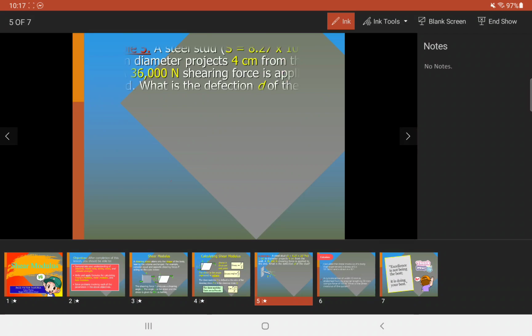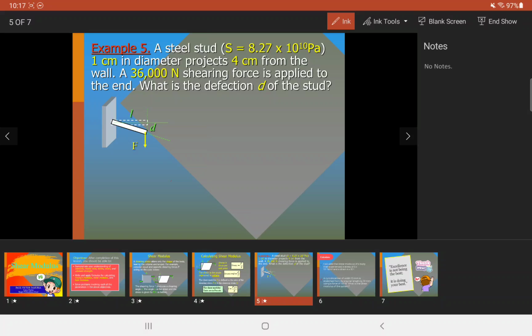So we have here an example. A steel stud. When I say stud, it's like a small piece of metal, this white one here, usually attached to a surface. So this is the surface and this is a metal stud. So that steel stud has S equals 8.27 times 10 raised to 10 Pascal.